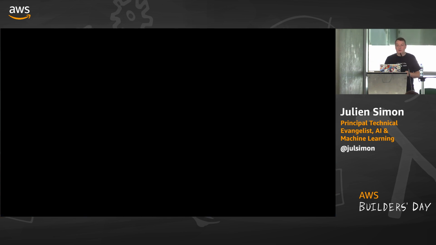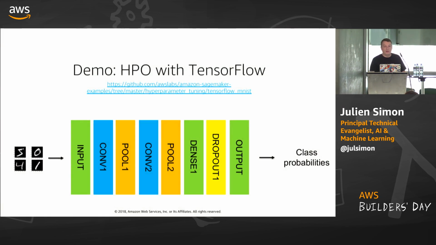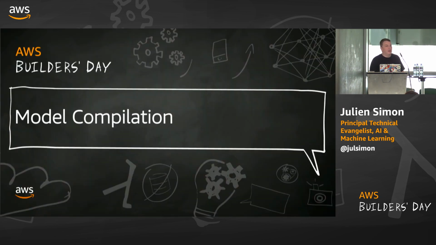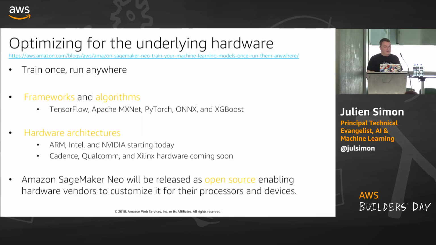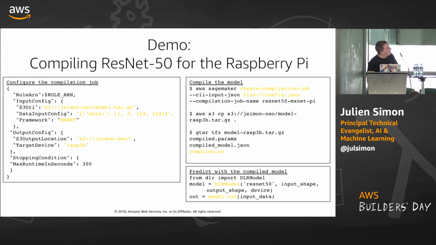All right, the last thing I want to show you before they kick me out is compilation. Okay, so now you have a model. You trained it, you optimized it, and you want it to run as fast as possible on your own machine, right? So this is what Neo does. Okay, so it supports TensorFlow, MXNet, PyTorch, ONNX, and XGBoost. It optimizes for these architectures, more to come, and as I've said earlier, this will be open sourced for other hardware vendors to run. So how difficult is it?